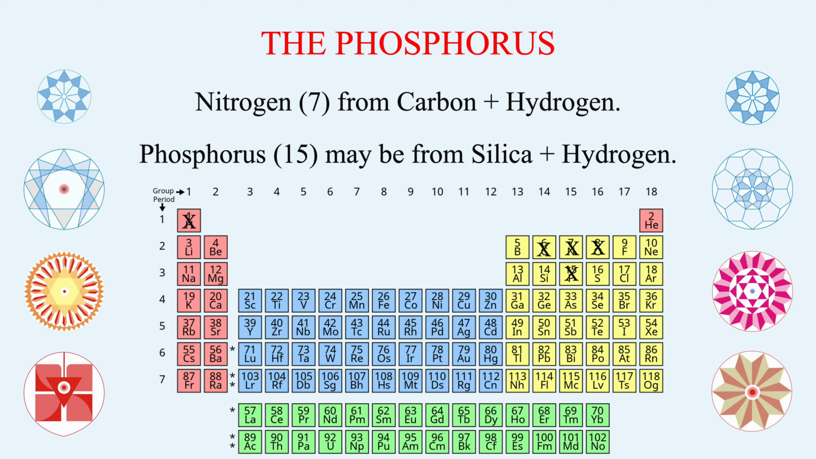Now comes the question of the fifth element, which plays a very important role. As I've written here, nitrogen was formed from carbon plus hydrogen, and I do believe phosphorus may be formed from silica plus hydrogen. As you can see, nitrogen is 7 and phosphorus is 15, 7 plus 8, and put together it becomes the next one. So I believe silica 14 plus 1 is 15, and that could be the reason science can try to figure out whether phosphorus is formed from silica and hydrogen.